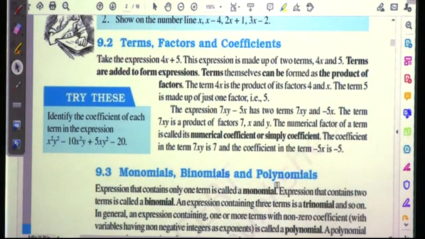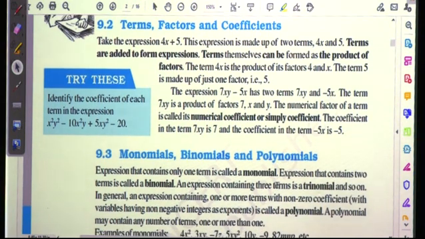what is the next concept? Terms, factors and coefficients. Take the expression 4x plus 5. This expression is made up of two terms, 4x and 5. What is explained first? Terms. This expression 4x plus 5 is made up of how many terms? Two terms. What are those two terms? 4x and 5 are the two terms.